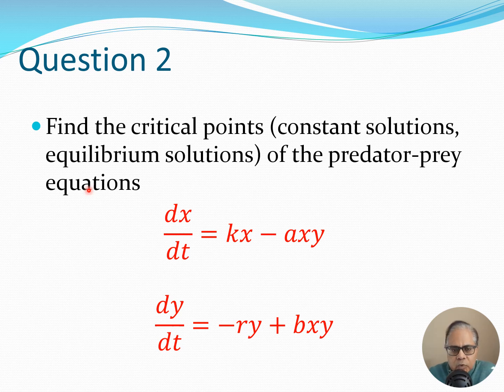So now let's turn to a more mathematical question here, and that is find the critical point of the predator-prey equation, or the critical points of this equation. Now critical points are also sometimes known as constant solutions, sometimes they are known as equilibrium solutions, sometimes people say these are stagnation points and so on. So essentially we have these two differential equations and we have to find the critical points.